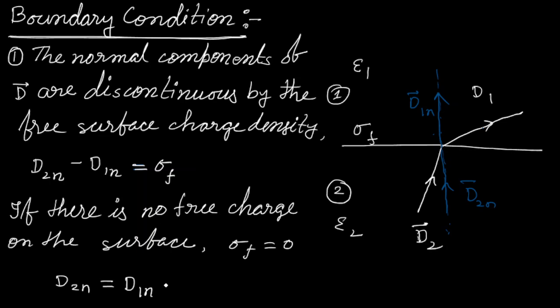And then if you want to write this in terms of electric field, we can simply write: permittivity of the second medium times the normal component of the electric field in the second medium is equal to the permittivity of the first medium times the normal component of the electric field in the first medium. Okay, so we'll use this condition here also, and then we also have to use the second boundary condition.